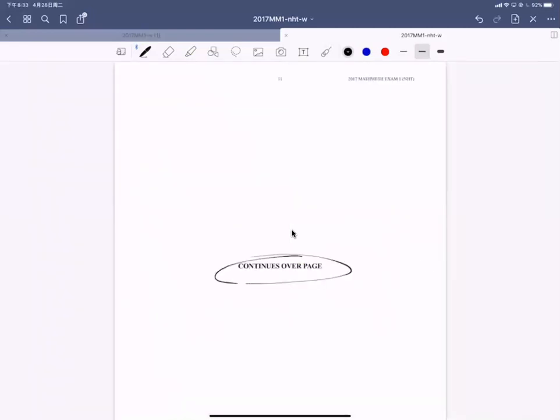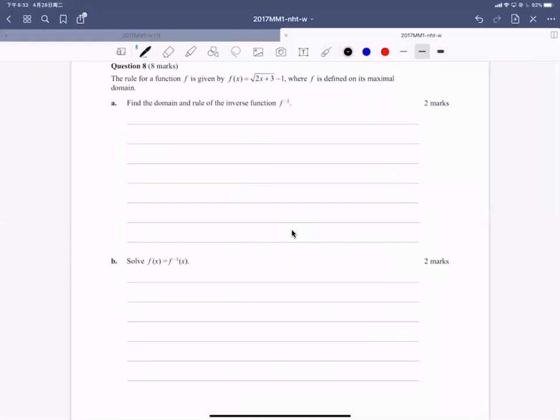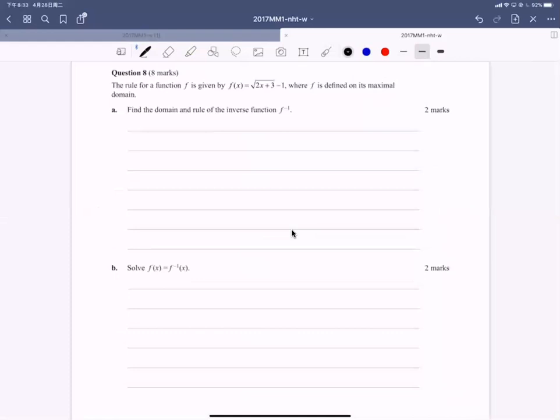As I talked about, if you see that indication, it's a warning sign. The big boss is behind. The rule for a function f is given by f of x equals root of (2x plus 3) minus 1, where f is defined on its maximal domain. Find the domain and the rule of the inverse function f inverse. So let y equals f inverse of x, swap x and y. So x equals root of (2y plus 3) minus 1.